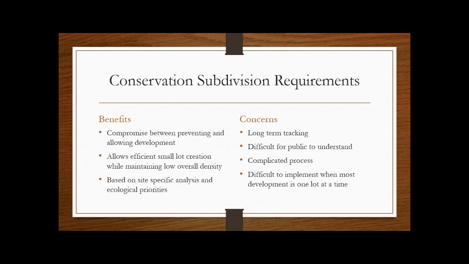All of these metrics are flexible. So how much of the lot you preserve depends on how you set up the rules, how much is allowed to be developed and how much is required to be protected. This allows development on a remaining portion of a lot while preserving a large segment of it and preserving the segment of it that's most important.